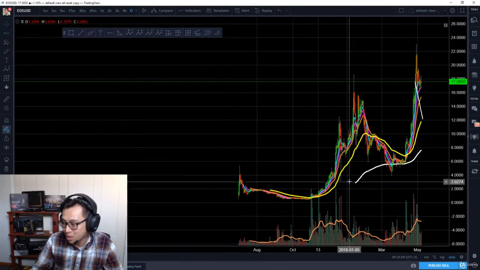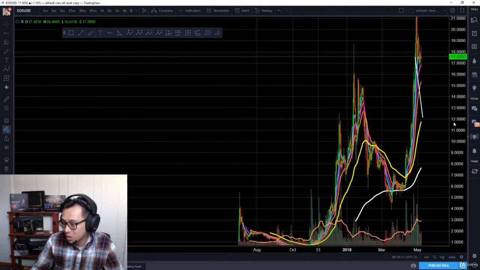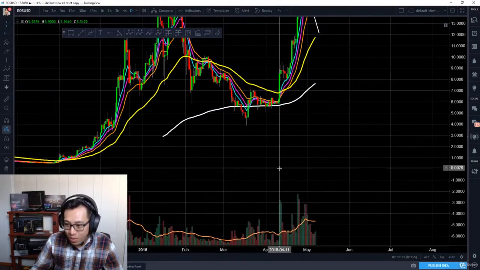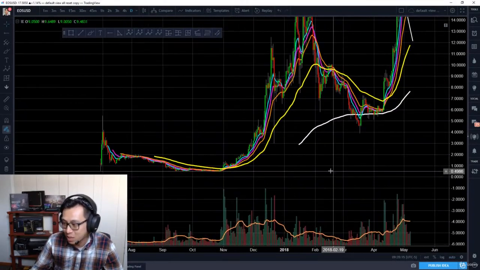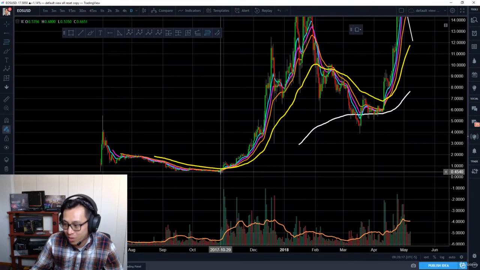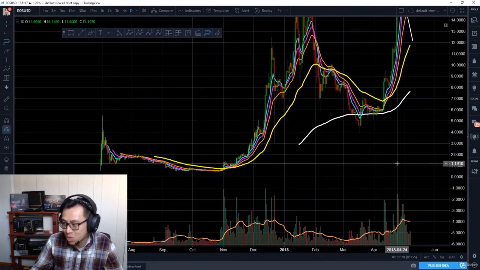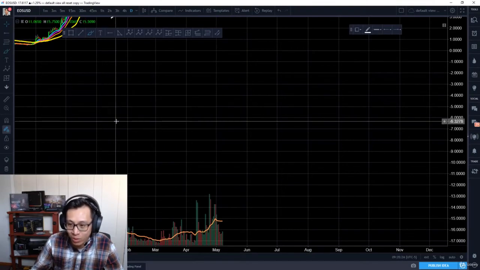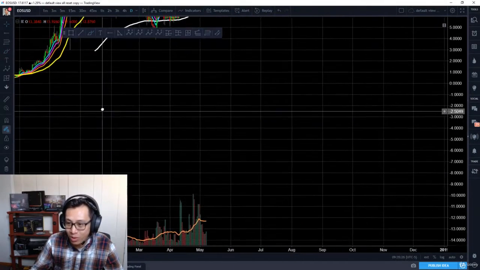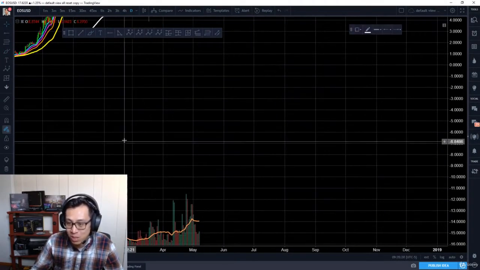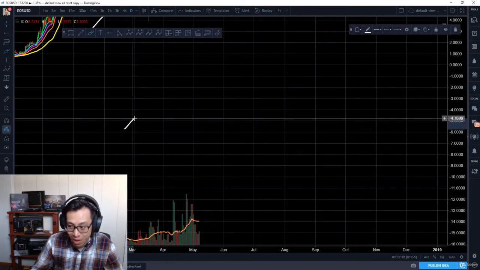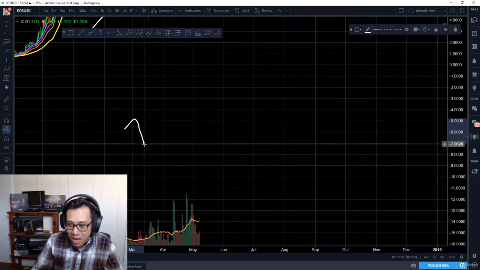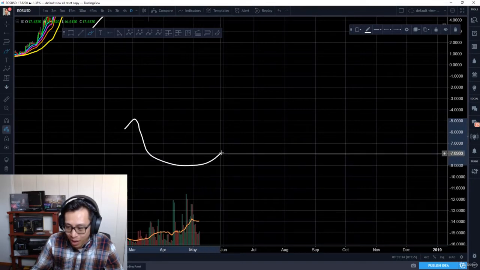And if you guys notice right here, the thing about cup and handle patterns is that they like to retrace a very small amount, about 382. So let me give you guys a really good example of what a cup and handle is. A cup and handle, for example, does something like this. There's basically a handle, and then it comes down and it looks just like a cup, like that.